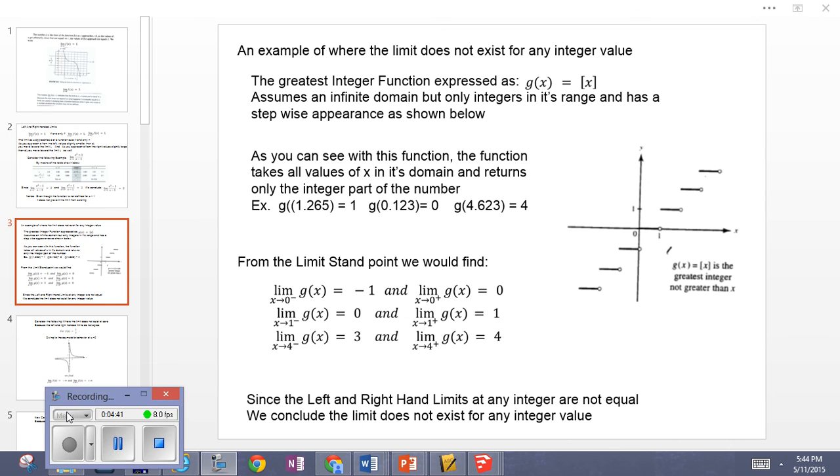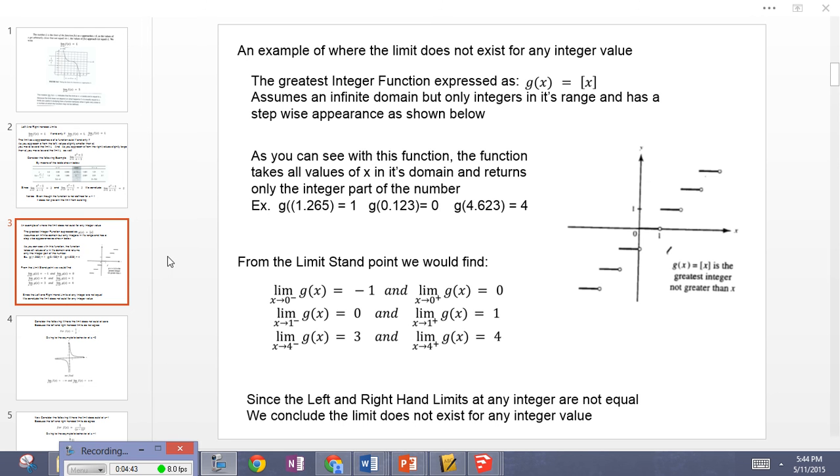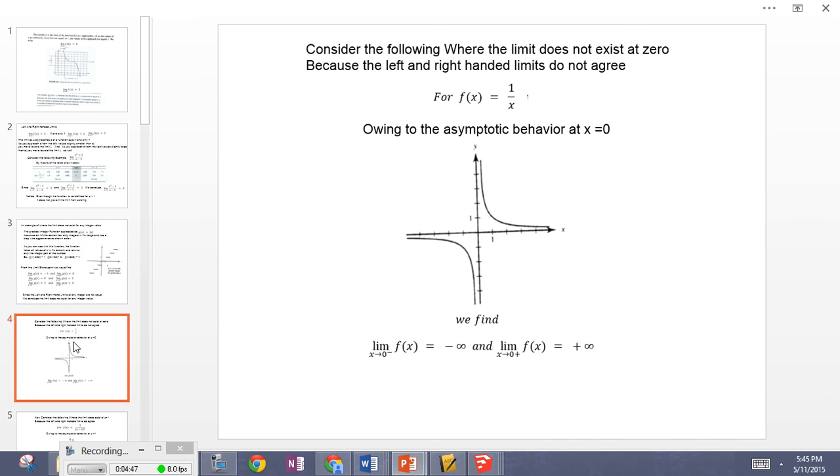If they don't agree, then the limit does not exist, as was the case here with our greatest integer function, okay? So in order to evaluate the limit, you have to look at it from both the left and the right-hand side, okay? Here, in most cases, you're always going to be asked the limit at some point of interest. The point of interest here is with x equals 0.